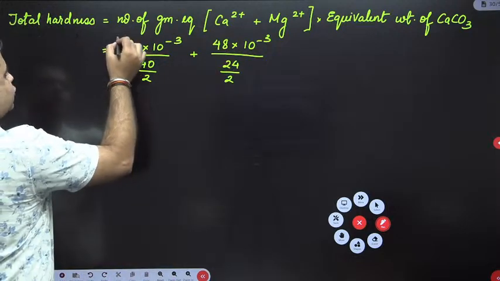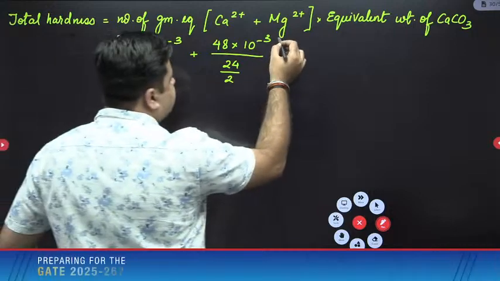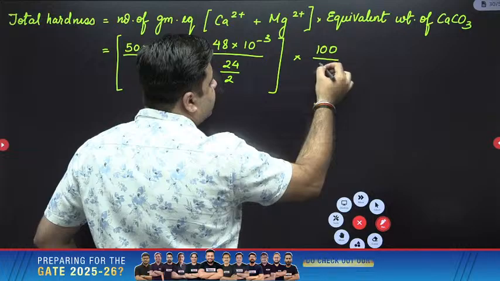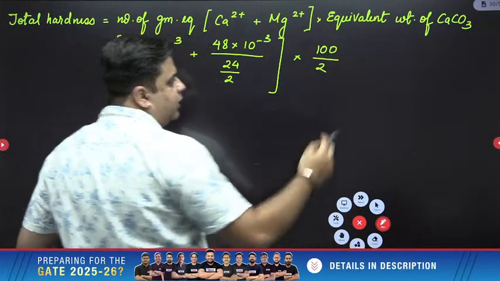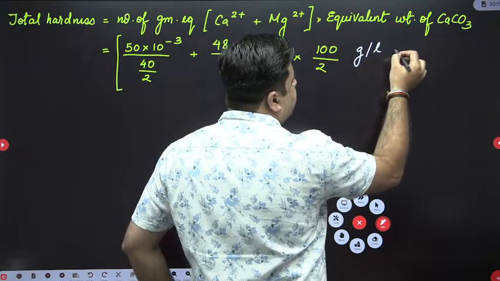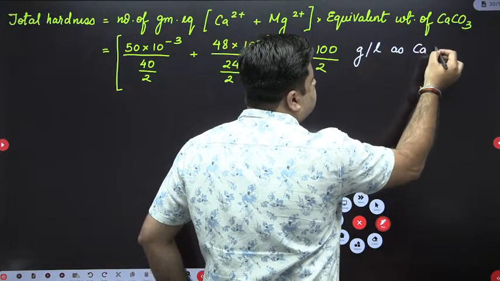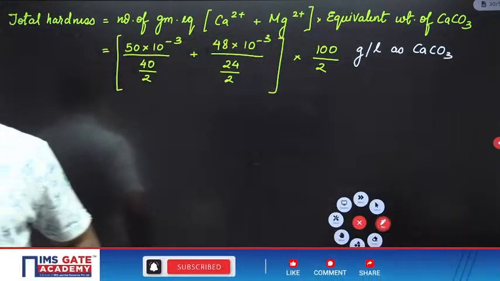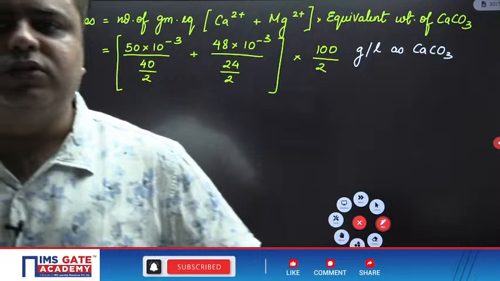Now, this needs to be multiplied with the equivalent weight of CaCO3, which is equal to the molecular weight of CaCO3 divided by the valency of CaCO3, which is 2, and this will give you the concentration of hardness in gram per liter as CaCO3. Please calculate the total hardness concentration in gram per liter. Please calculate this value. Sir, aluminium is also a multivalent cation.